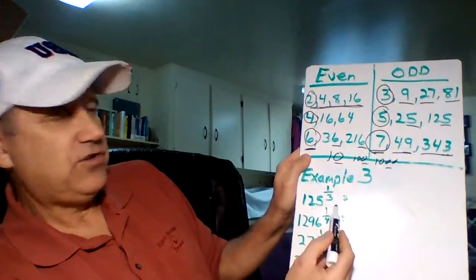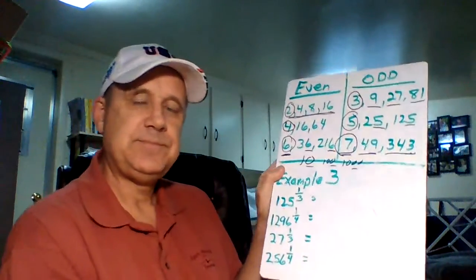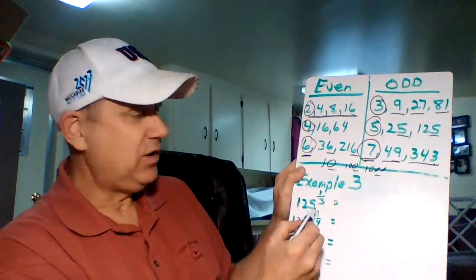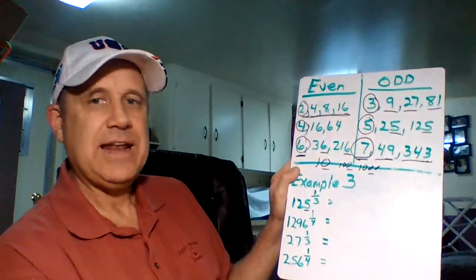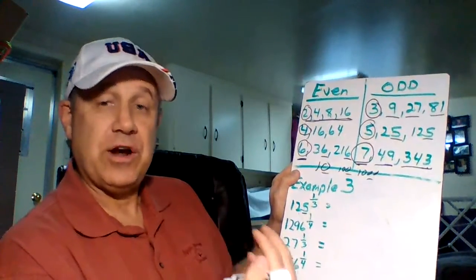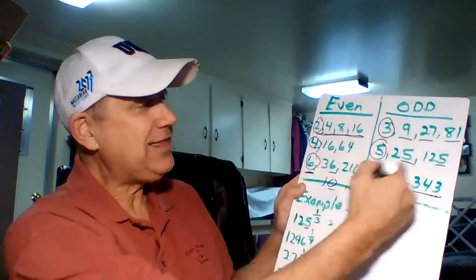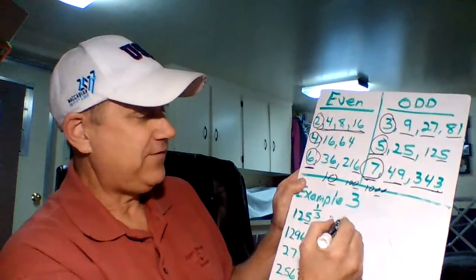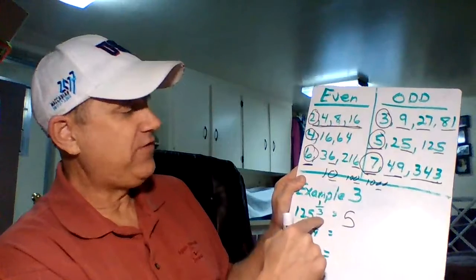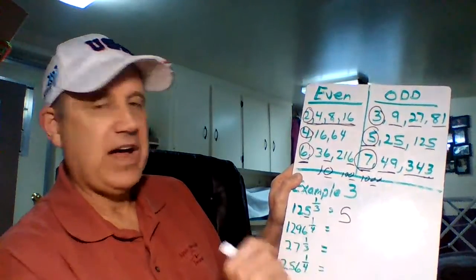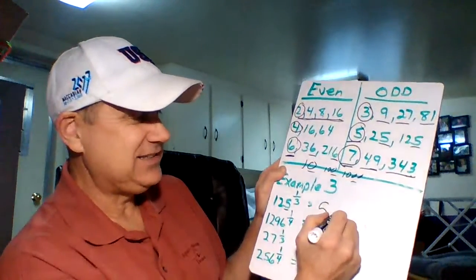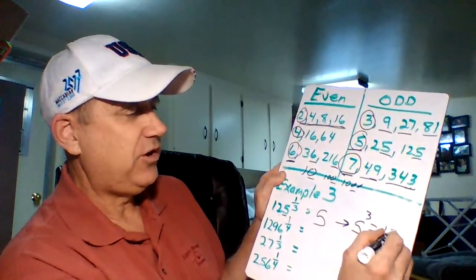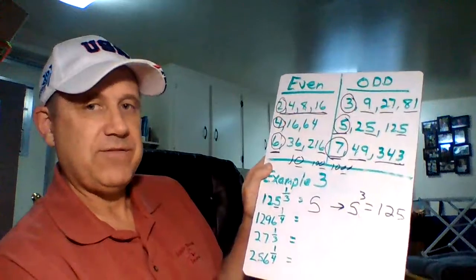125 to the 1/3. Well, take a look at what our base is. What does it end in? It ends in a 5. So therefore, you know nothing else is going to end in a 5 except 5. So the 125 to the third root is 5. What that means is 5 to the third power equals 125.